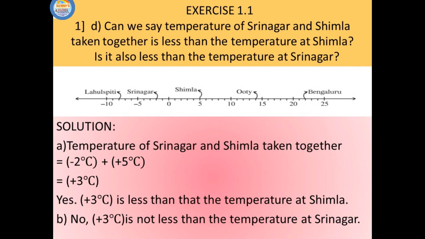Then question B or the second question is, is it also less than the temperature at Srinagar? What is the temperature of Srinagar? That is minus 2 degrees Celsius. And what we find out now, that is temperature of Srinagar and Shimla taken together, that is plus 3 degrees Celsius. Then definitely it is no. Plus 3 degrees Celsius is not less than the temperature at Srinagar.